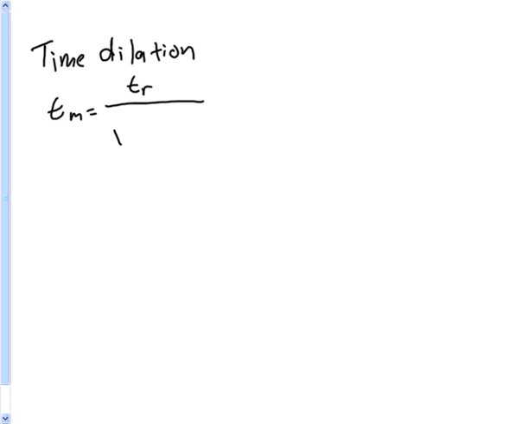All right, so this is video 2 of the special relativity section. We have already talked about time dilation, which was the really weird thing that happened with time depending on how you were moving. So we had that t moving is equal to t rest over the square root of 1 minus v squared over c squared.